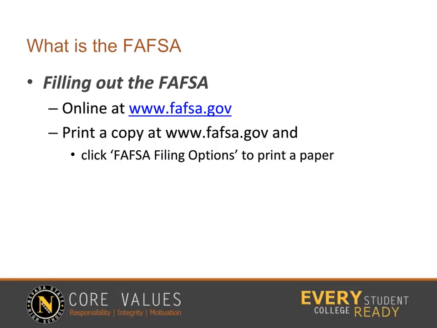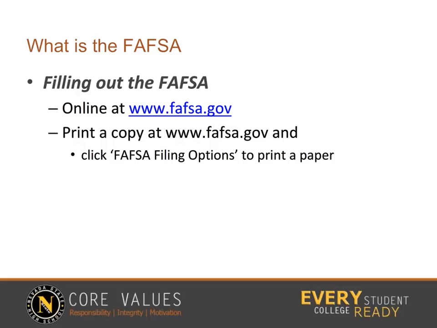You can start completing the FAFSA application online at FAFSA.gov, not FAFSA.com. You should never pay to complete the FAFSA. You can also complete a paper copy by printing the FAFSA at FAFSA.gov and clicking FAFSA filing options. Filing online is the easiest and most efficient way to complete the FAFSA. Online processing time is approximately 3 to 5 days, while a paper application may take much longer.